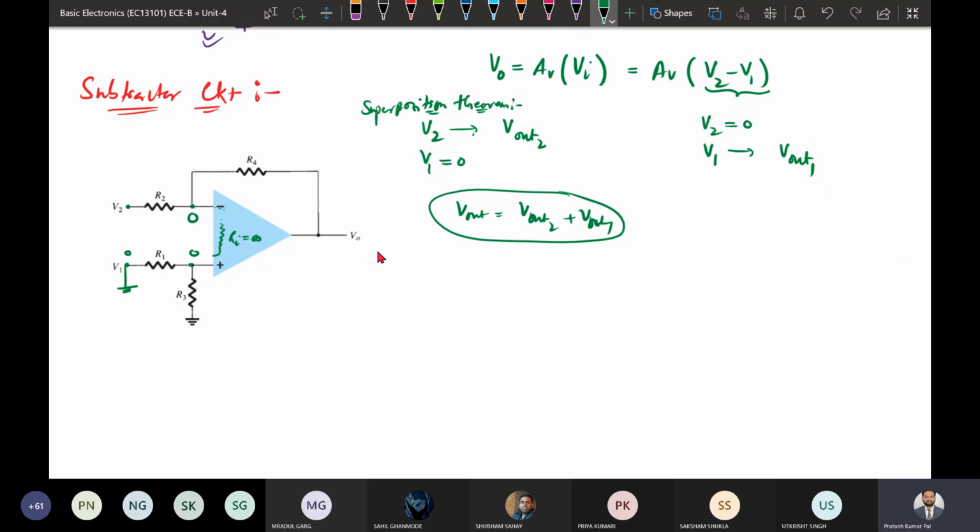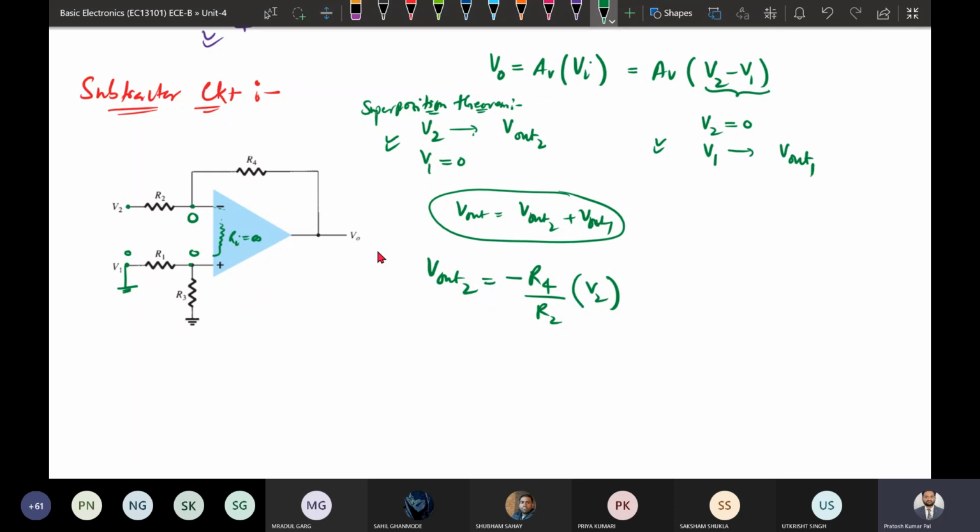So at that time the output, that is output 2, will be given by minus RF by R1. So here RF is R4 divided by R1, which is here R2, multiplied by the input voltage, so that is V2. So this will be the case for the first case we are considering.